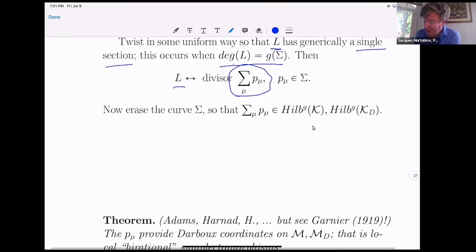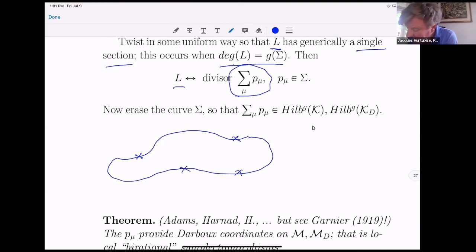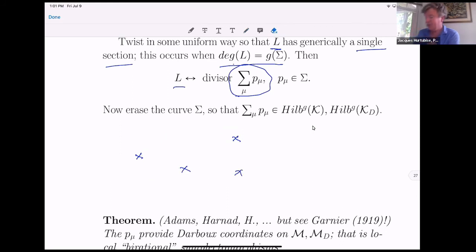And you do the following interesting thing. You've got your spectral curve and your divisor, and you do this.